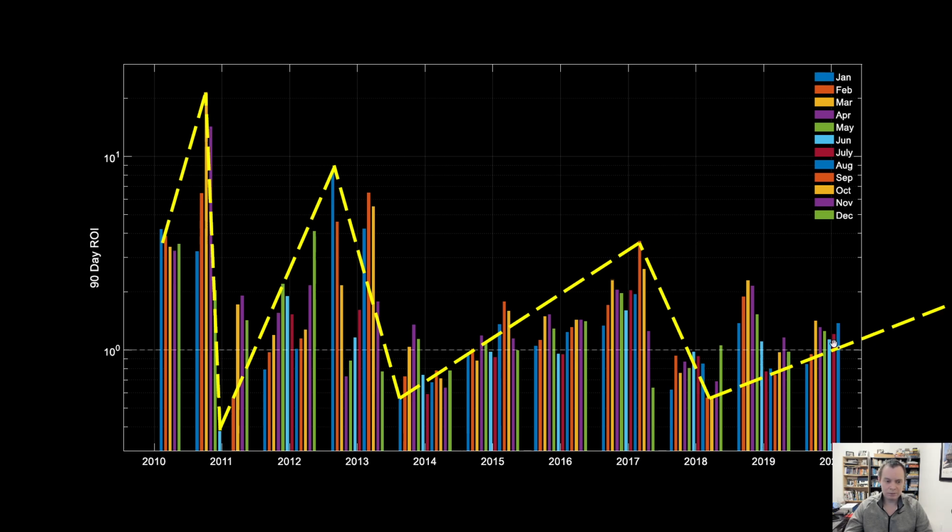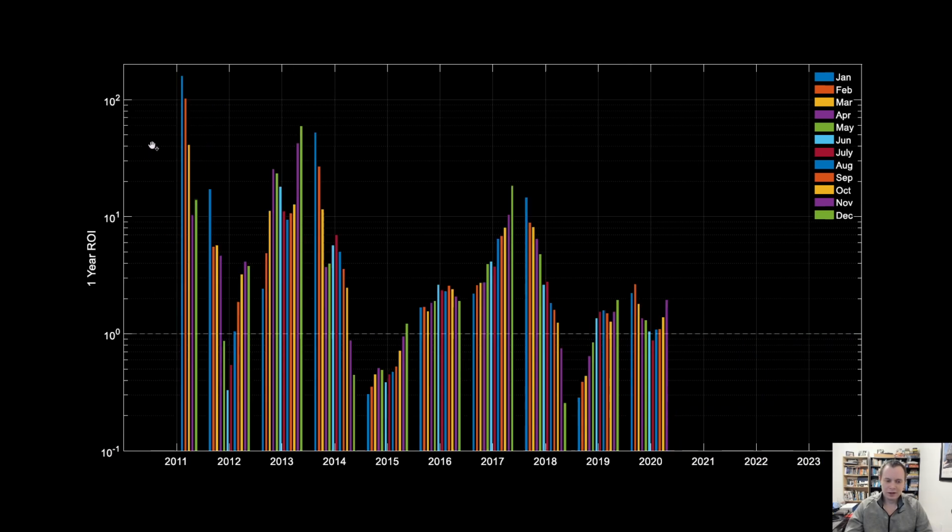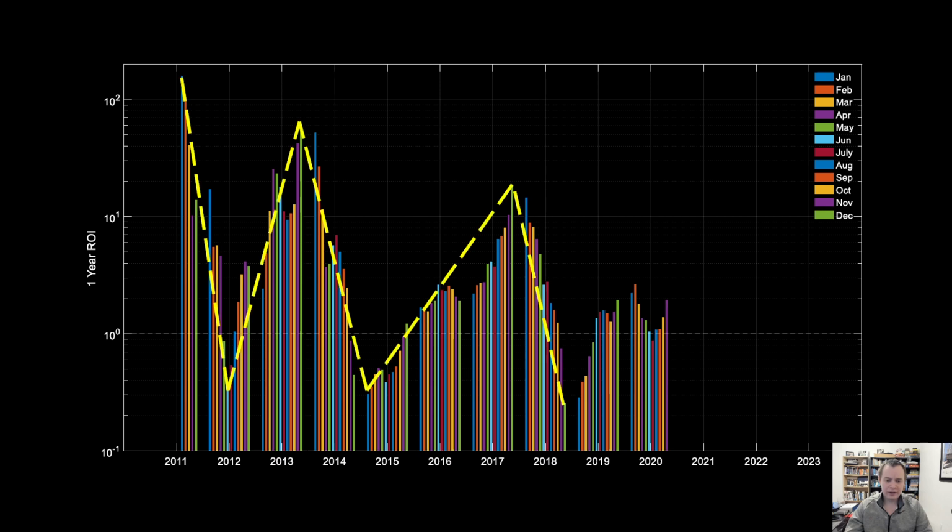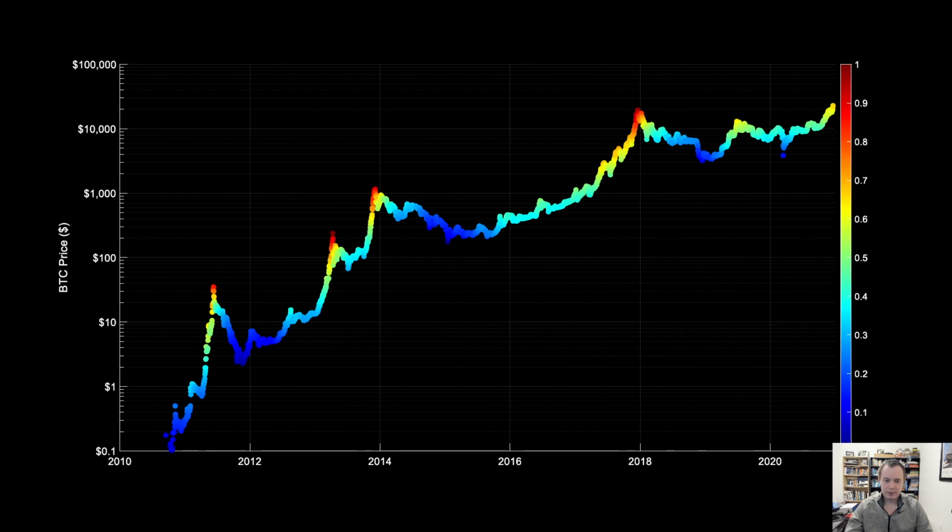Right? We're just not simply getting to these levels where we're going to see a 90-day ROI of over 10x. If you look at the 1-year ROI, you can see a similar pattern. The time frame between these peaks is lengthening, the ROI is diminishing. So I would project something out like this. Diminishing, lengthening.